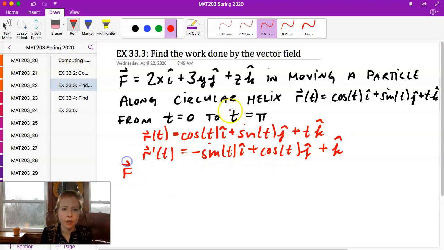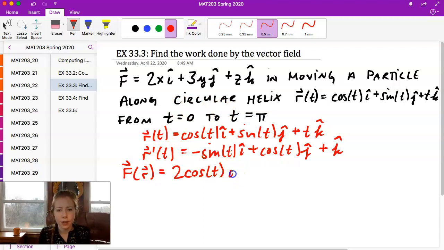And if we plug our components into our vector field, so if we write our vector field as a function of position, and I've just started leaving out the t here, it's implied, but if you feel more comfortable writing r of t, feel free to do so, it is equal to 2 cosine t i hat, since it's going to be 2x and our x is cosine t, plus 3 times sine t, which is our y, plus z k hat, and our z is just t k hat.